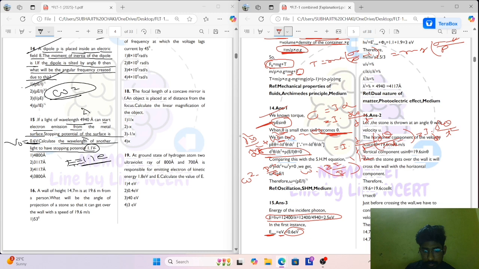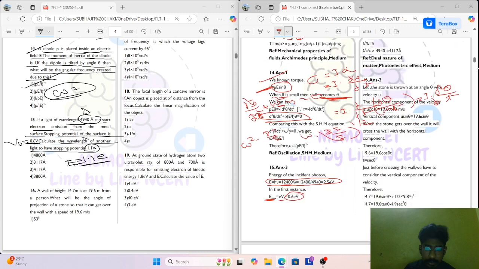So you know the hc value? hc is equal to 12,400 or 12,420, approximately we take the value. So 12,400 or 12,420 divided by 4940. What will you get? It is around 49, means 500. Then 500 into this means 2.5. You get around 2.5 as an approximate value. So it will be equal to 2.5 eV. From this you will get 2.5 minus 0.6, which means 1.9 eV.